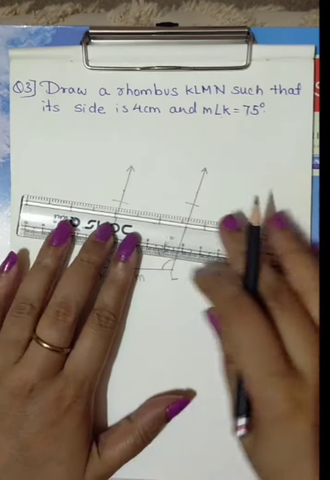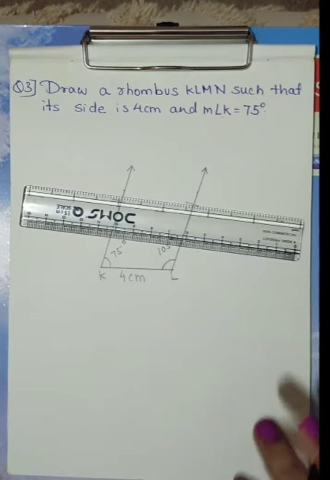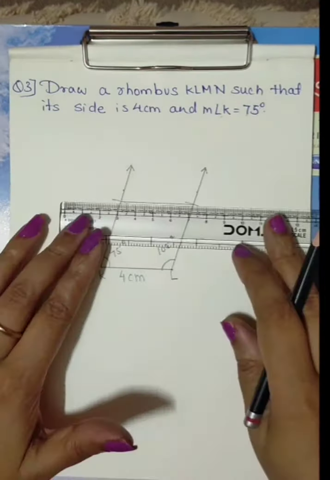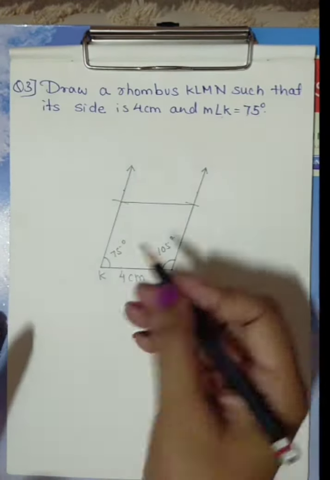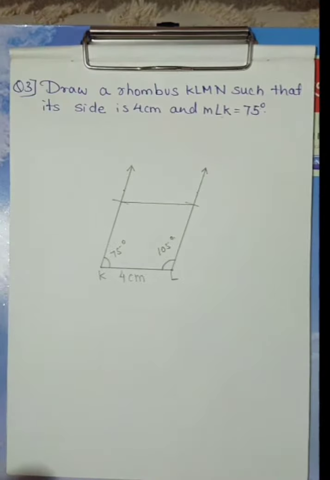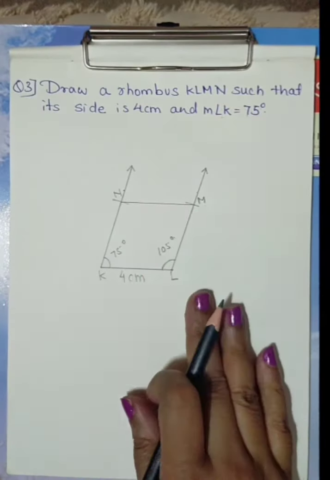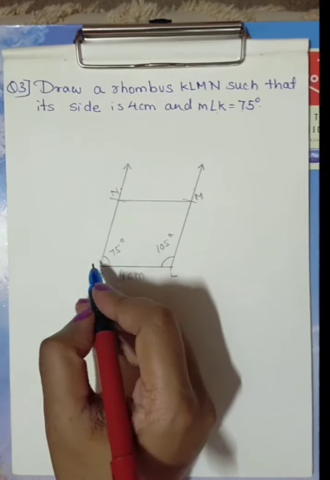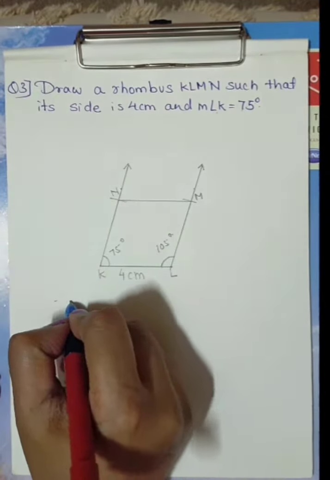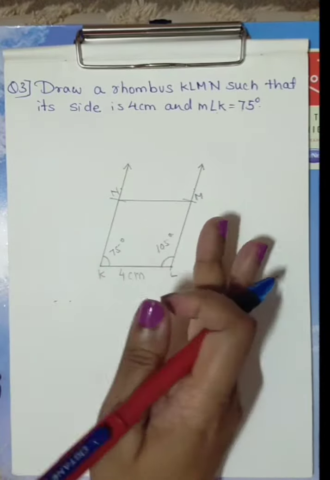Now we are joining this. Now we have joined these 2 points. Okay, these 2 points are K, L, M, N. Okay, now here we have to show that all sides of rhombus are congruent, and adjacent angles are supplementary.